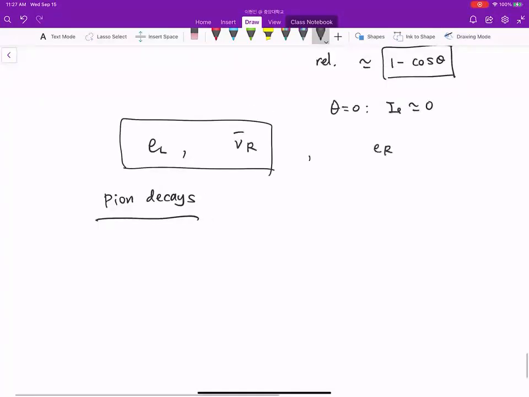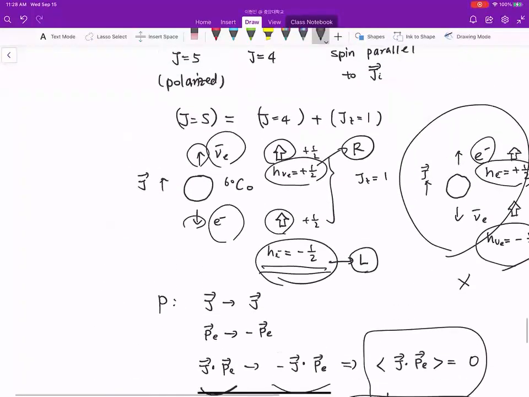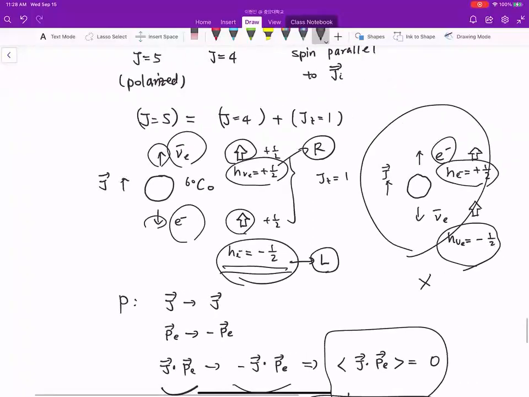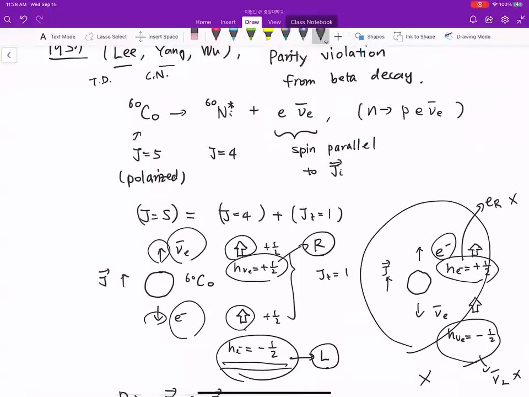But here, the right-handed neutrino does not. This right-handed electron and left-handed anti-neutrino do not appear. So if you go back to this configuration, this one shows a right-handed electron and this one a left-handed neutrino. Those are not observed in beta decay. So in beta decay, the electron must be left-handed, and the anti-neutrino must be right-handed.